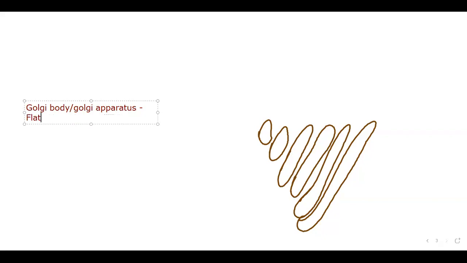After the rough endoplasmic reticulum, we have another structure that we call Golgi body or Golgi apparatus. The Golgi apparatus looks like a flattened stack of dishes, like I've taken a stack of dishes and placed them one on top of the other. We can call it Golgi apparatus, Golgi body, or Golgi complex. The endoplasmic reticulum was a network. This is not a network. This is a flattened stack that has been stacked.